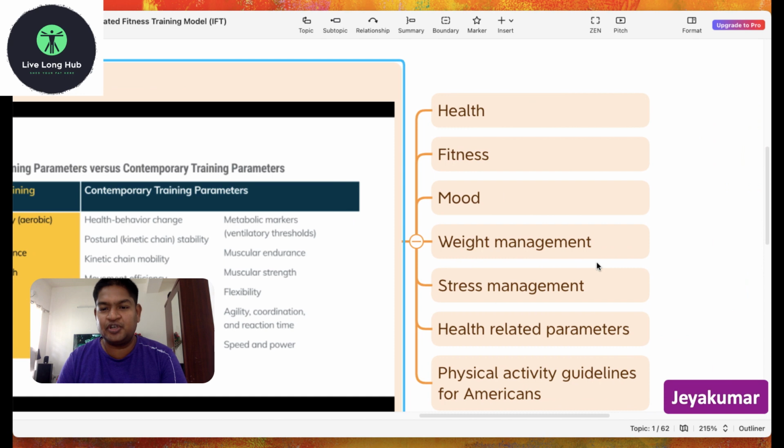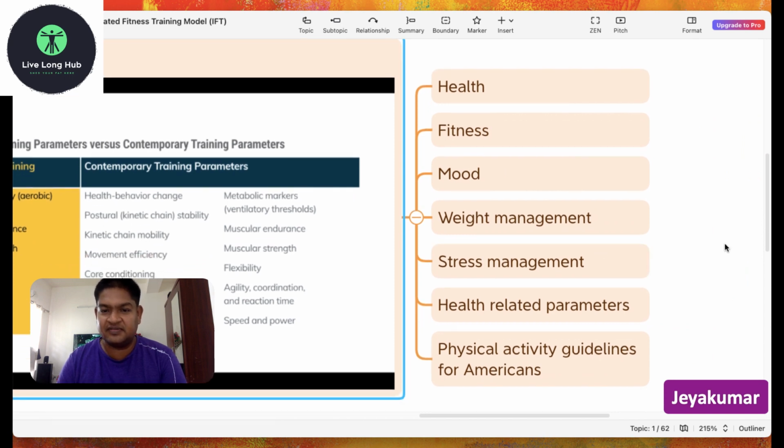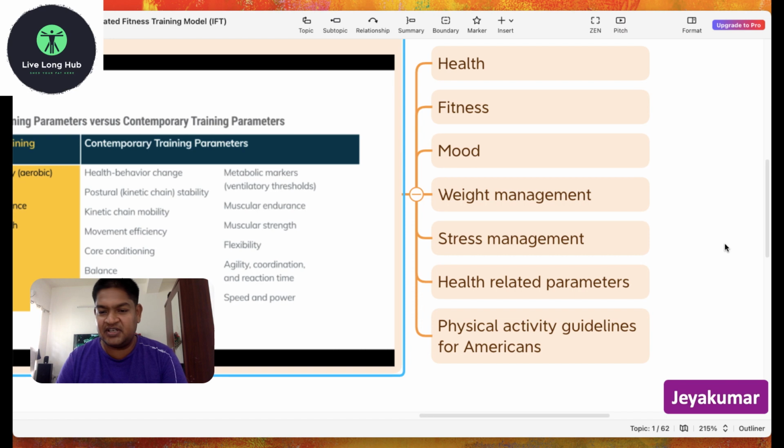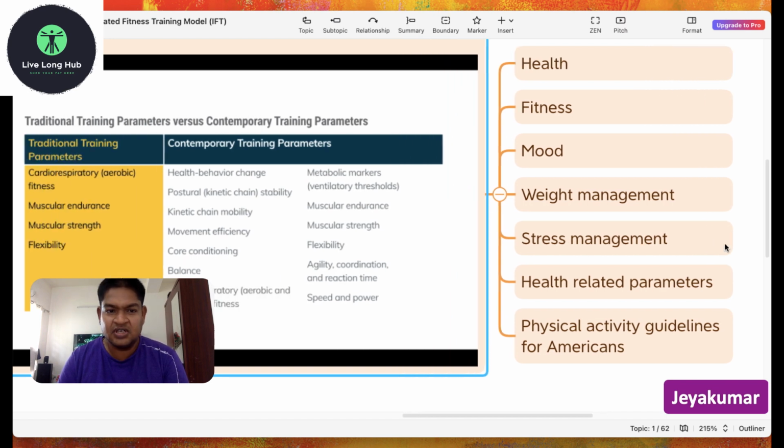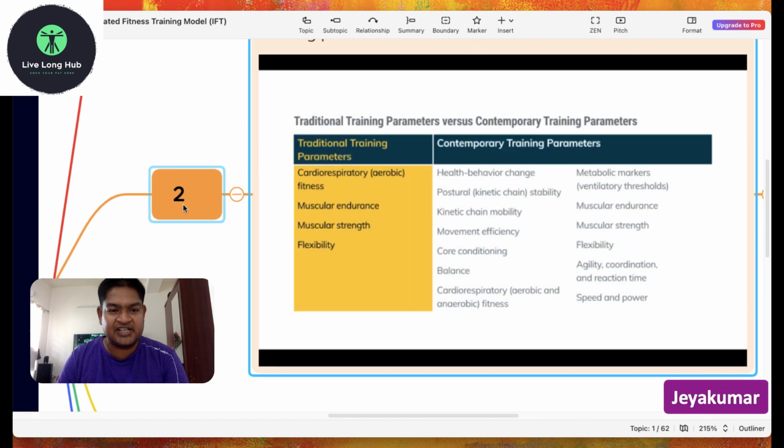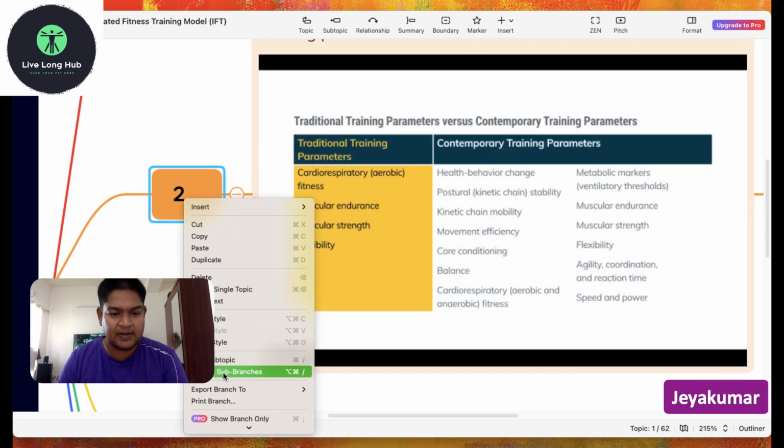So this is going to give benefits in terms of health, fitness, mood, weight management, stress management, all the health related parameters. This is suggested by the physical activity guidelines for Americans. So now we will get into the details of the model.